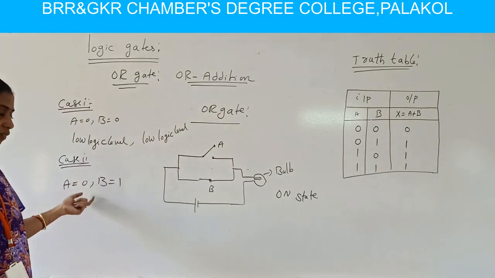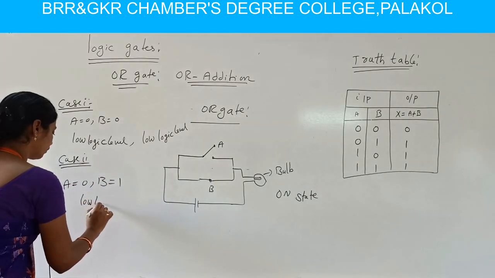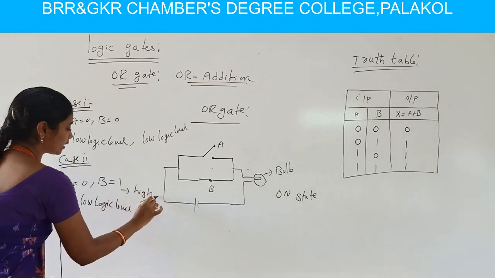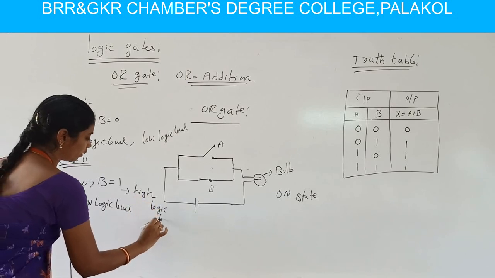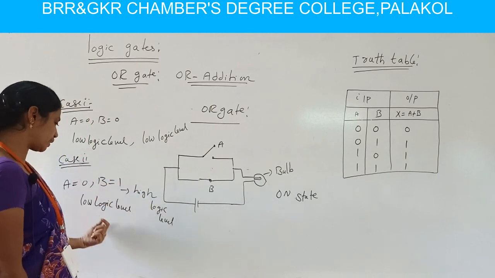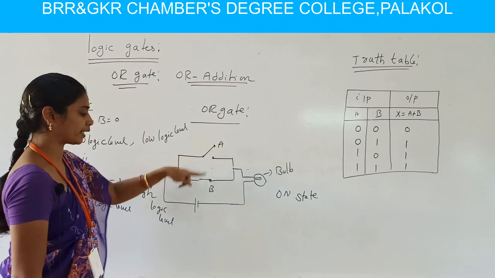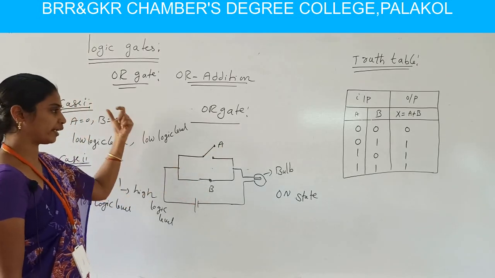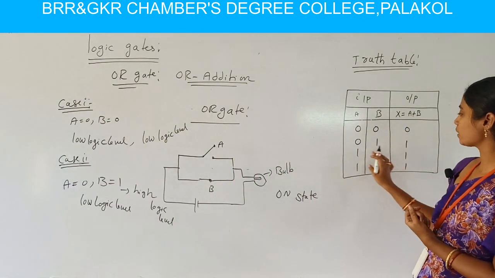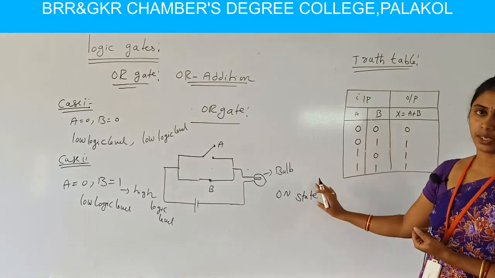So here we are considering A is 0 and B is 1. We are taking the A value as low logic level and B is in high logic level. Then automatically switch A is open and switch B is closed. We have the binary operation which is nothing but 0 plus 1. We have the output as 1, which means the output is at high logic level. The bulb is in glowing state.